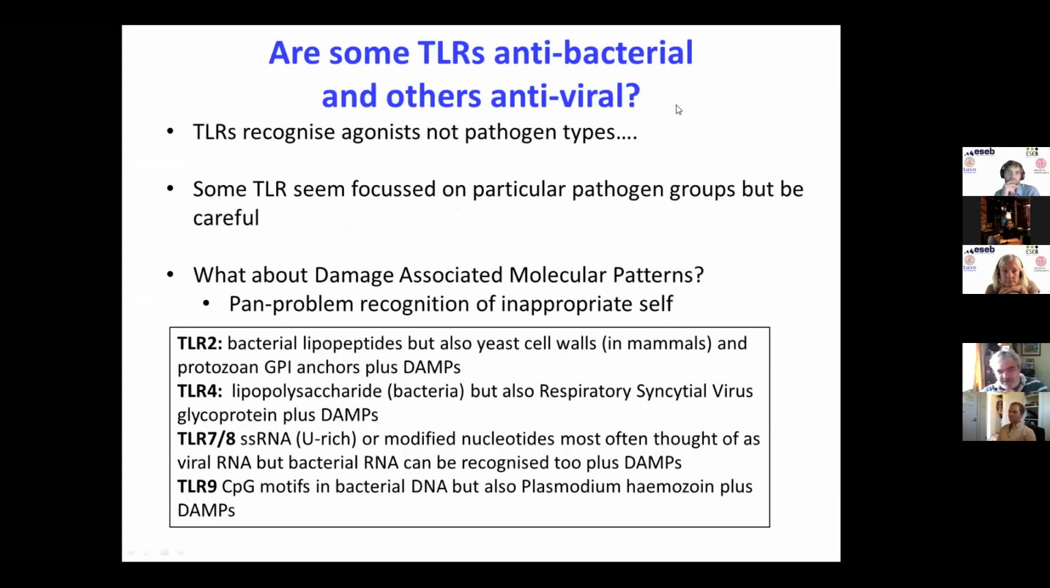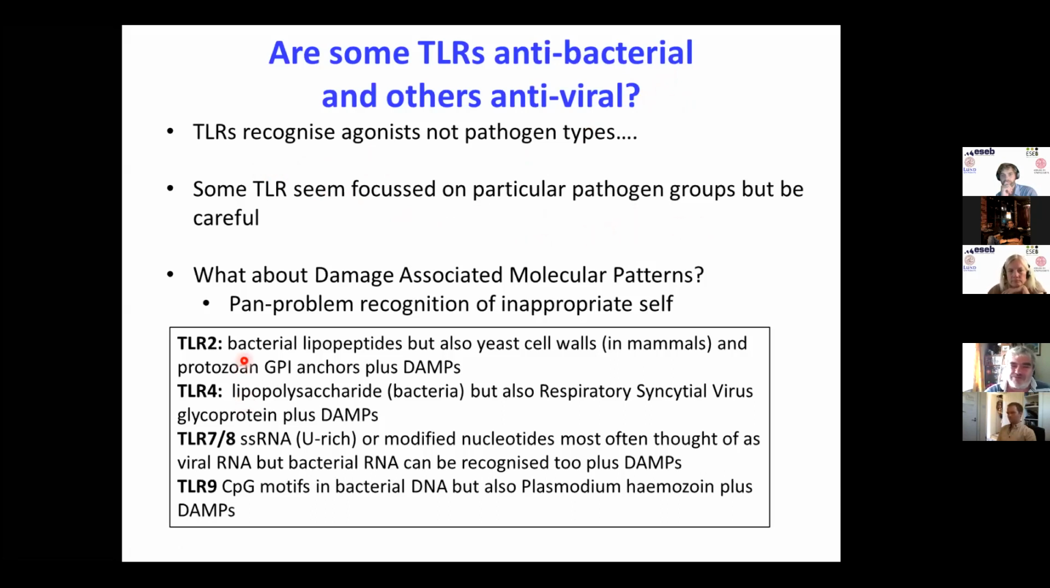So one of the things that I hear a lot of the time when I go to meetings is people talk about TLRs as if there are some TLRs that are antibacterial and other TLRs that are antiviral. I really want to very gently say, perhaps we ought to change our language there, because TLRs recognize agonists, not pathogen types. So some of these TLRs might seem to be focused on particular pathogen groups, but be really careful.